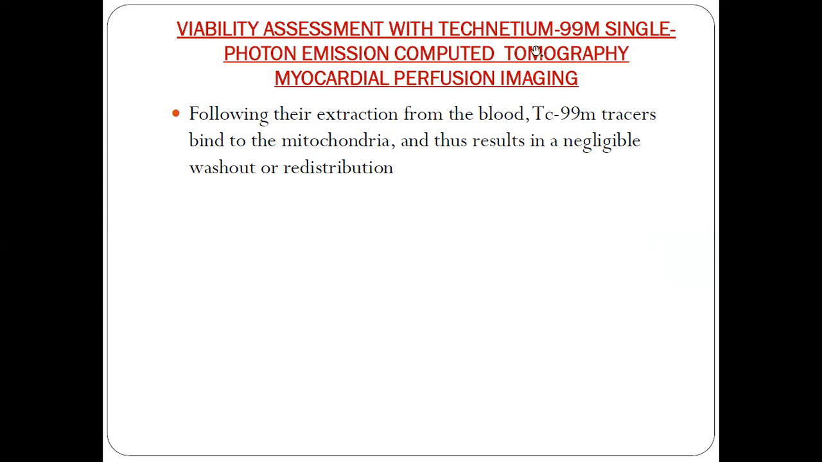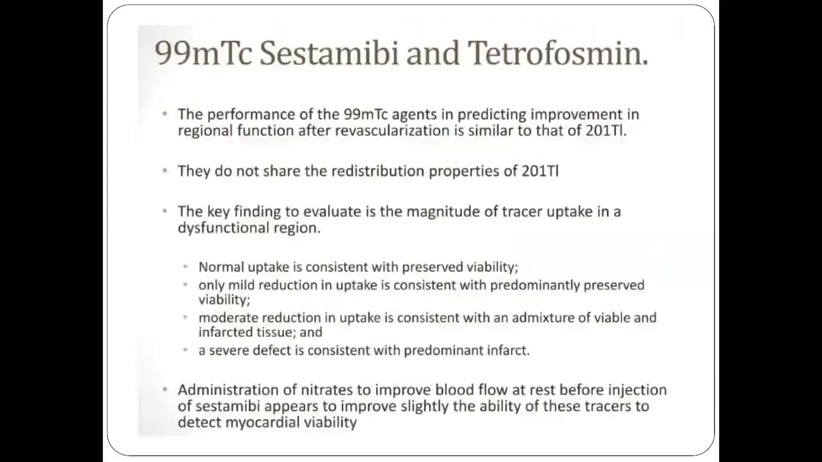So viability assessment with technetium-99 SPECT. Following the restriction from the blood, technetium-99 tracer binds to the mitochondria, and thus results in negligible washout or redistribution. So there is no redistribution or washout of technetium. So repeated scans, that is after 4-hour imaging or 24-hour imaging, are not required here.